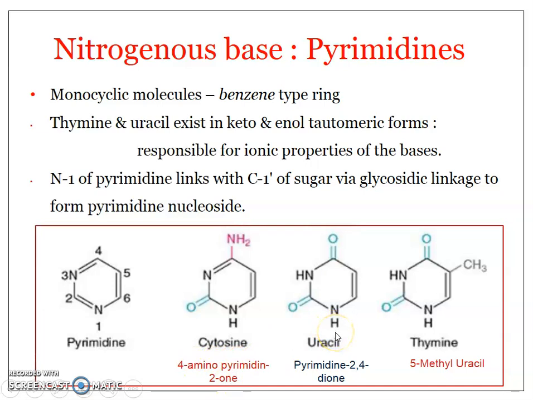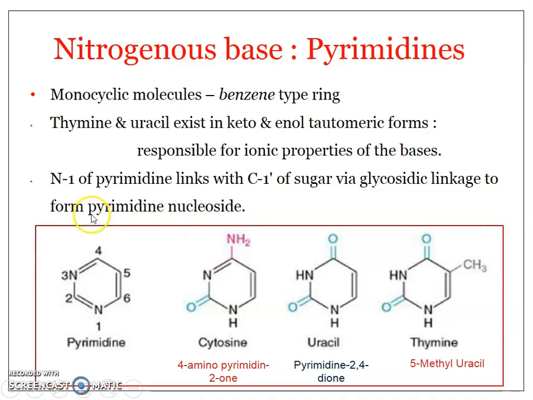Then uracil is pyrimidine 2,4-dione. In the sense, the second and the fourth positions have keto, that is C double bond O groups. Okay, now thymine is 5-methyl uracil. They have 2 keto groups at the second and fourth positions respectively. Along with that, at the fifth position they have a methyl group. I hope that is clear.